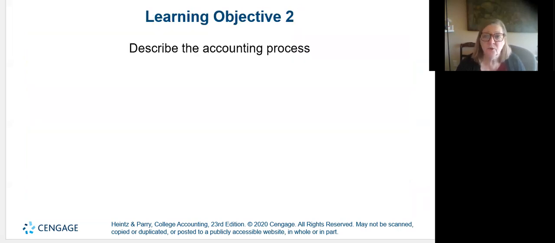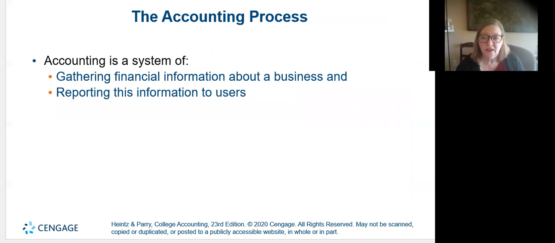Okay, and then we're going to talk about the accounting process later on. When we start talking about the actual accounting work, we're going to be talking about the accounting cycle, and it's very closely aligned to this accounting process we're talking about here, where we're just gathering all the information so that we can make these reports that are needed to provide the information to the users.